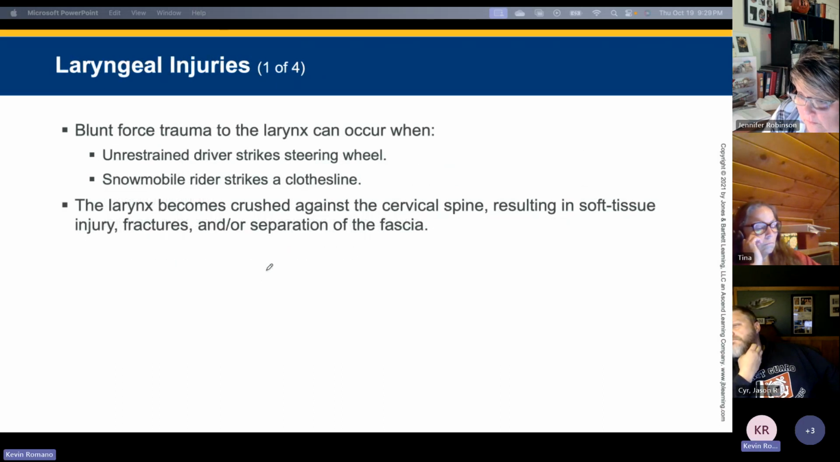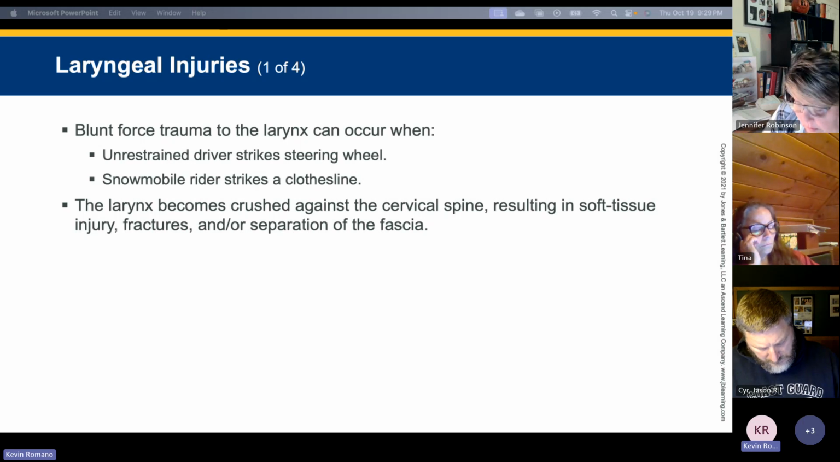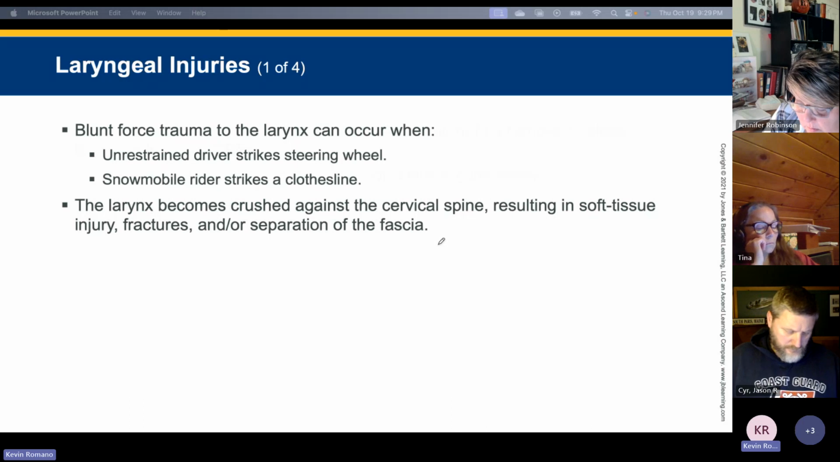Laryngeal injuries, or blunt force trauma to the larynx, can occur when an unrestrained driver strikes a steering wheel, or a snowmobile rider or off-road biker strikes a clothesline or a fixed wire. The larynx becomes crushed against the cervical spine, resulting in soft tissue injury, fractures, and a separation of the fascia. Strangulation injuries can also be found, either intentional or unintentional hangings. Anytime there is a suspected injury to the larynx, suspect a possible cervical spine injury as well. It takes a lot of force to fracture your larynx.